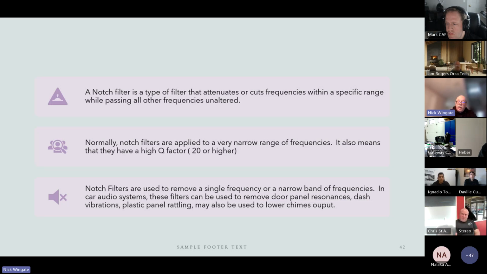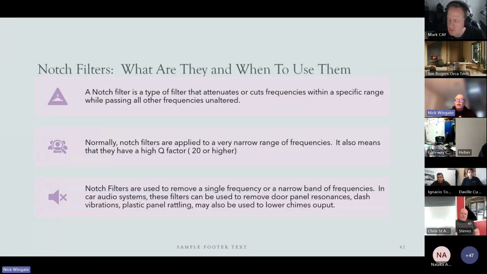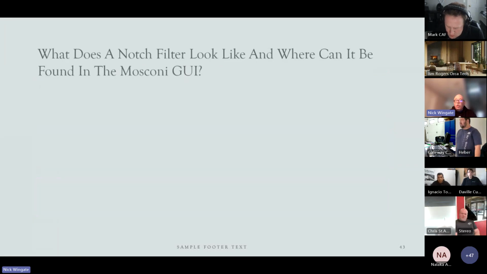Same thing in the dash. If you can find a dash vibration or resonance, you can do the same thing. Any of the plastic panels in the car, anywhere in the car, you can get rid of them. You may also use them to lower the chime output in the car. How many times have we all hooked up a car and built a system and the stinking chimes are so loud, it drives you up the wall? You can use the notch filters to get rid of the chimes, or at least attenuate the chimes and turn them down. Okay, that's just a few of the ways.